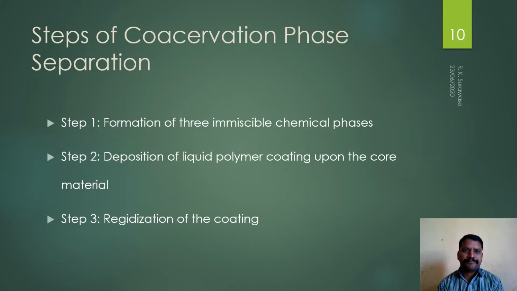Now, these are the very important steps involved in coacervation phase separation. Step 1 is the formation of three immiscible chemical phases. Second, deposition of a liquid polymer coating upon the core material, that is, the deposition of coating material around the core material. And the third step is the rigidization of the coating material. So these are the basic steps involved in coacervation phase separation.